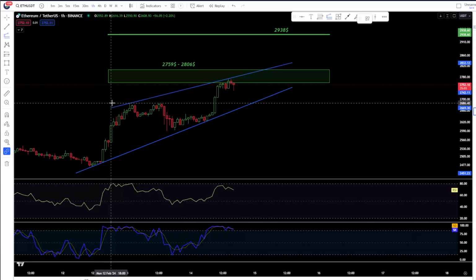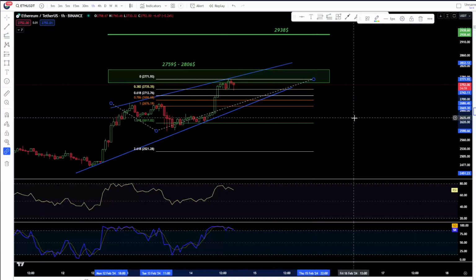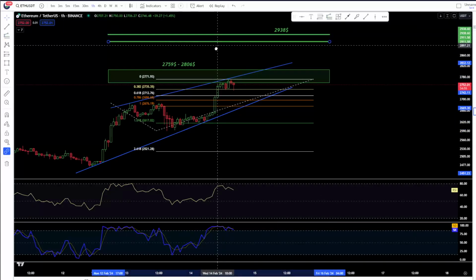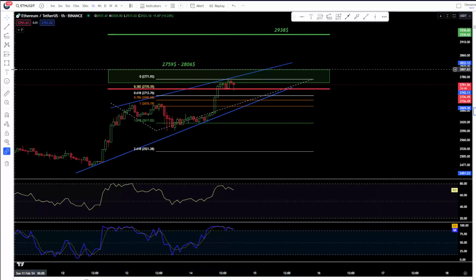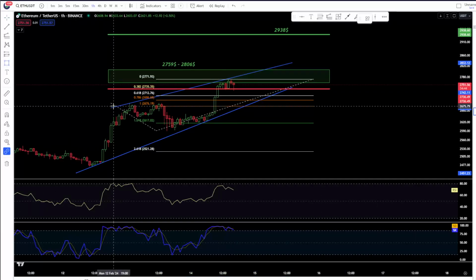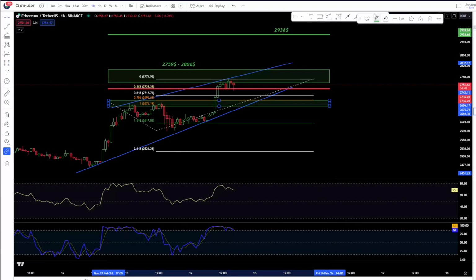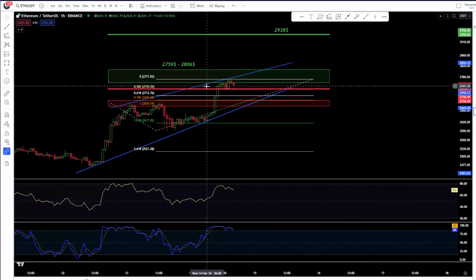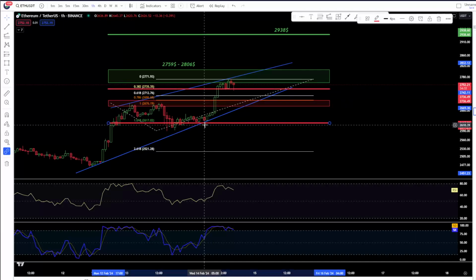Looking the other way, in the same way, after unfolding the trend-based fib extension tool, we will see support just below the price at $2,736. Then there is a support zone from $2,696 to $2,675. And then we have strong support at $2,617.